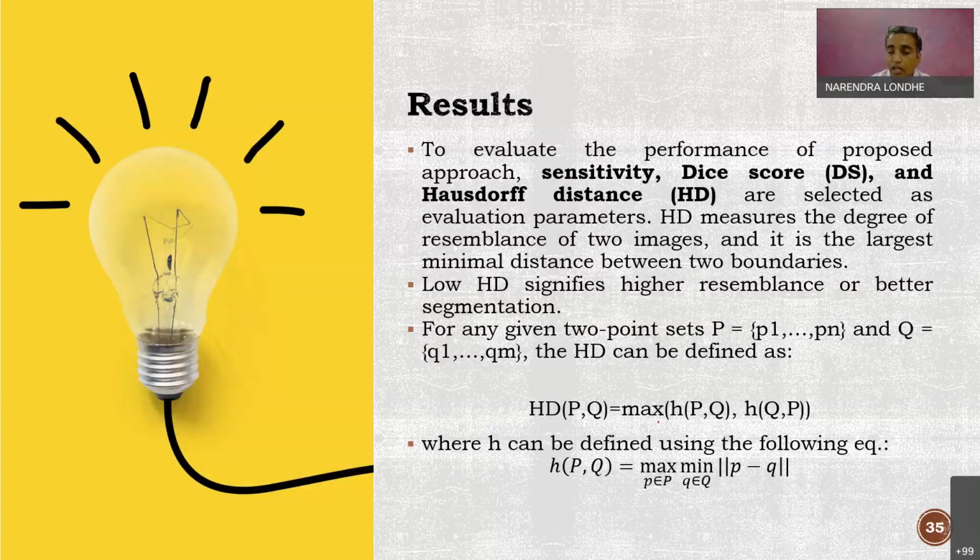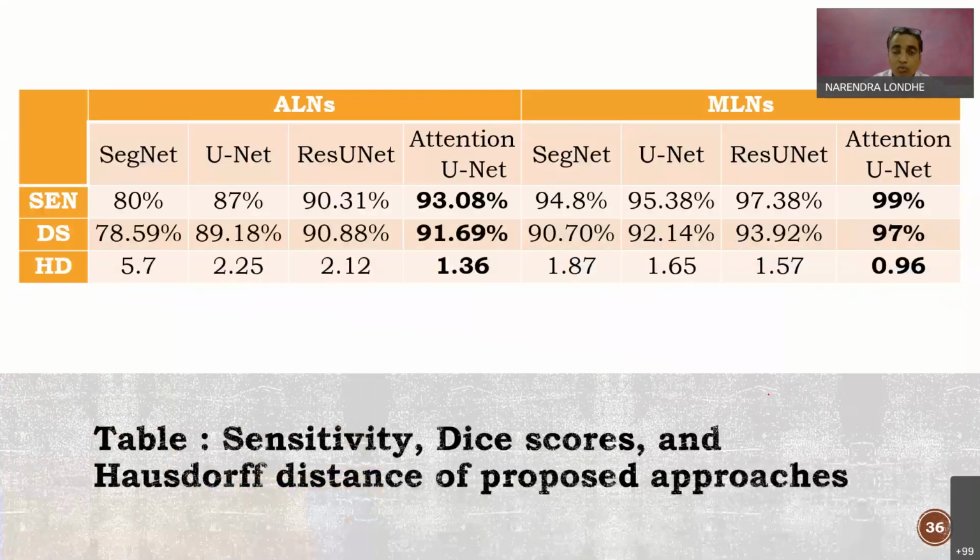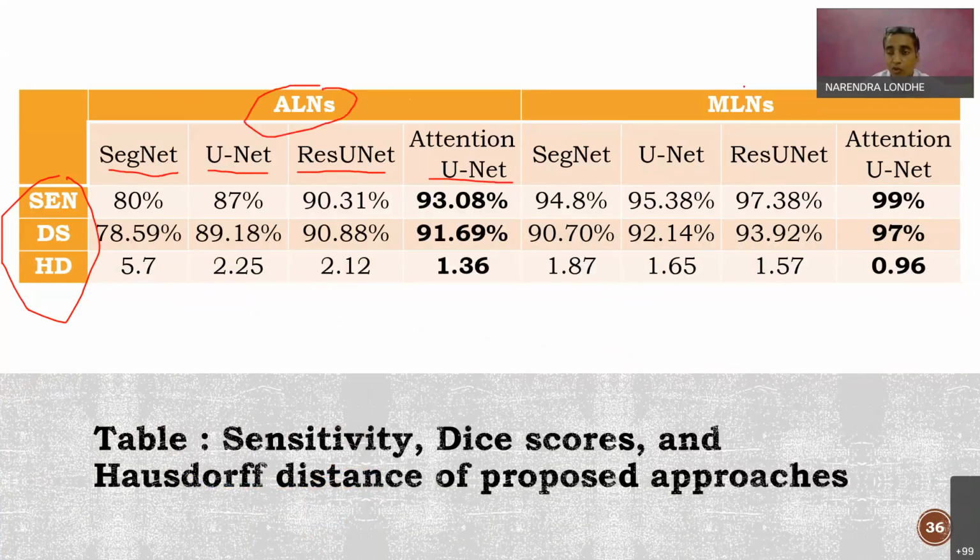It is nothing but, in the images, for every pixel, what is the distance that has been changed, that has been calculated. Okay, so by taking those three important performance parameters, we have compared our performance of the different unit structures. Then there is a segment unit, a residual unit, and an attention unit. This is for the abdominal lymph nodes and this is for the mediastinal lymph nodes.